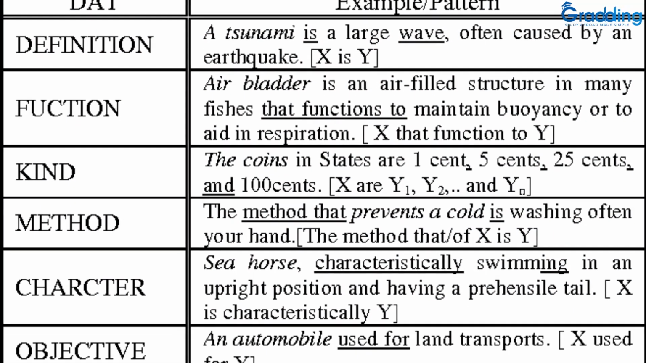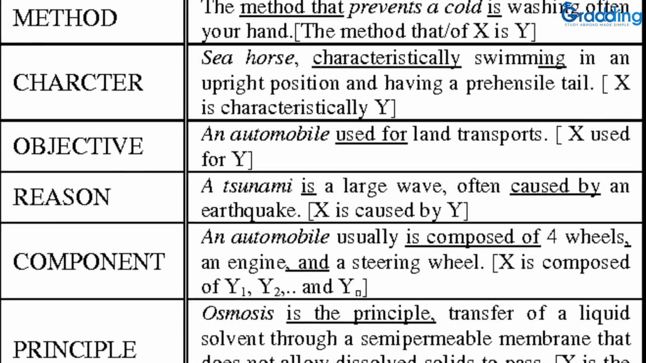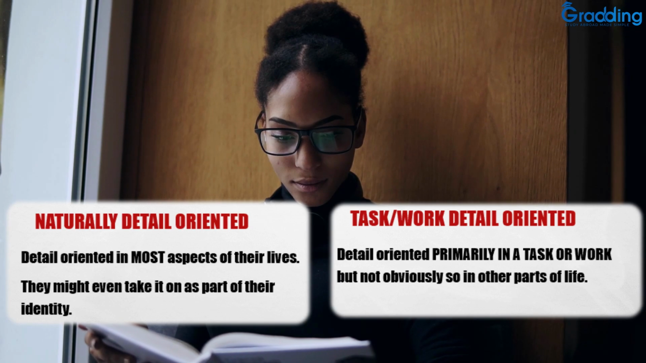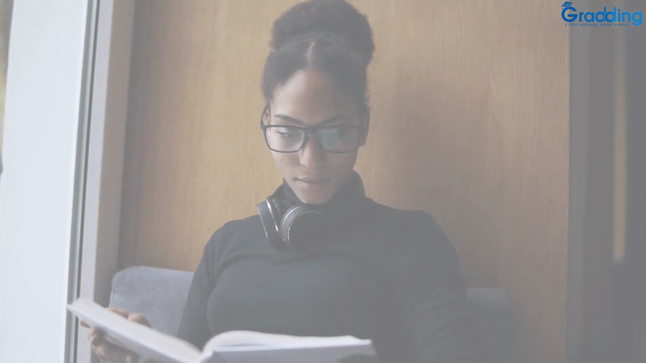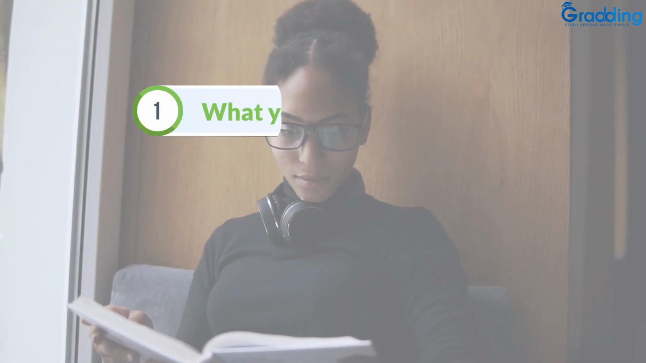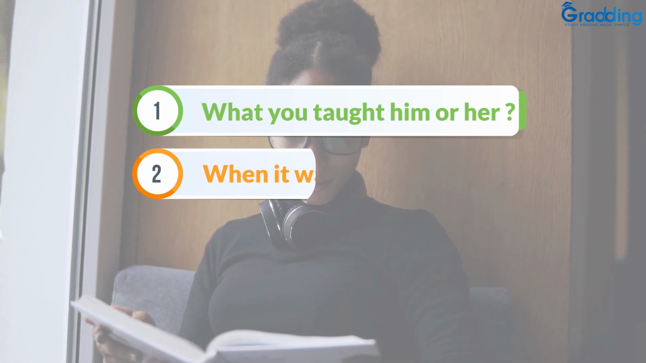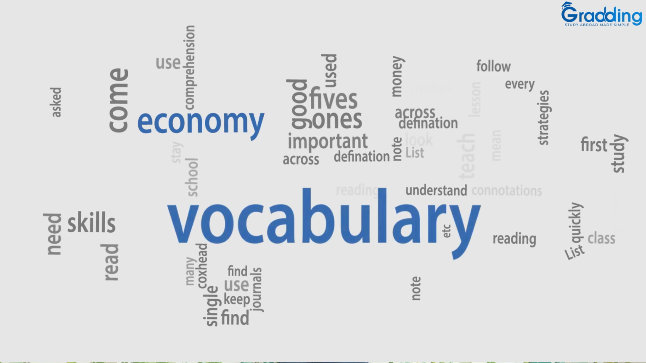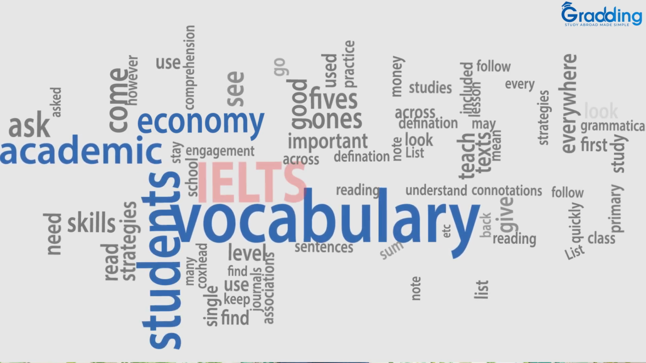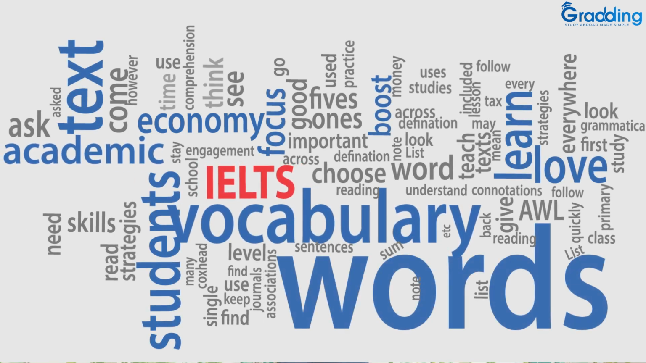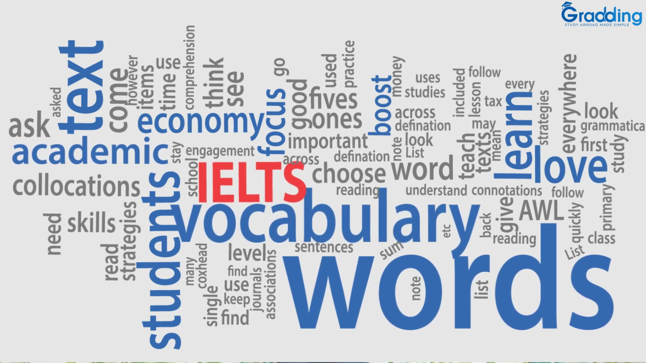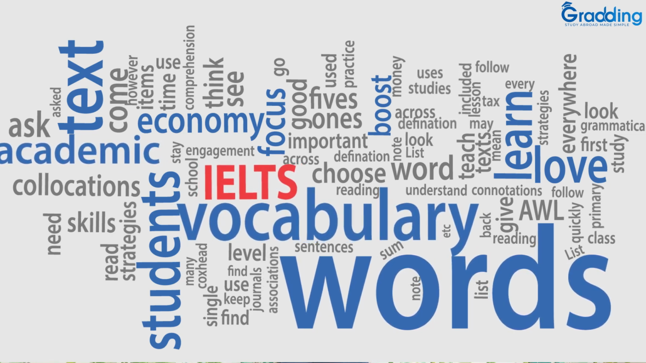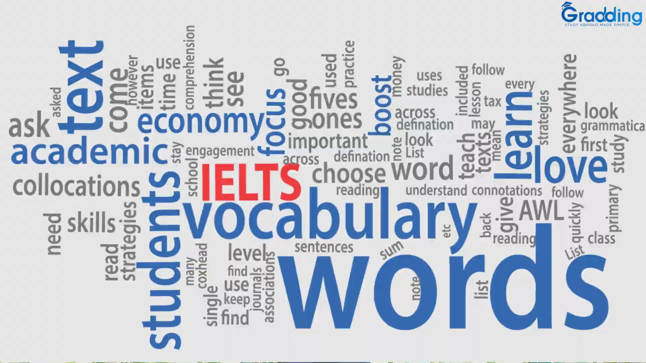If you look at this cue card carefully, then you will find that this question is descriptive to answer. इसीलिए कुछ answers के लिए आपको detail oriented information देनी होगी. Some bullet points for this cue card are: what you taught him or her, when it was, how long it was for. For answering this question, आपको different words आने चाहिए ताकि आप अलग context में अपनी feelings express कर सकें and also you should have good vocabulary for answering these questions.